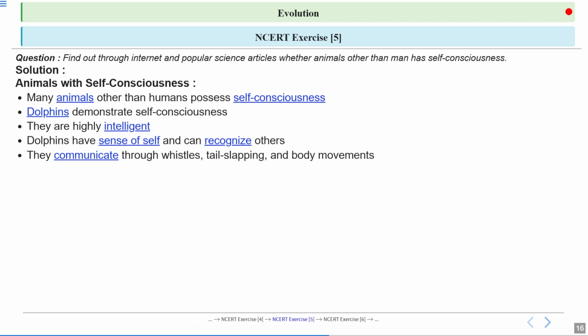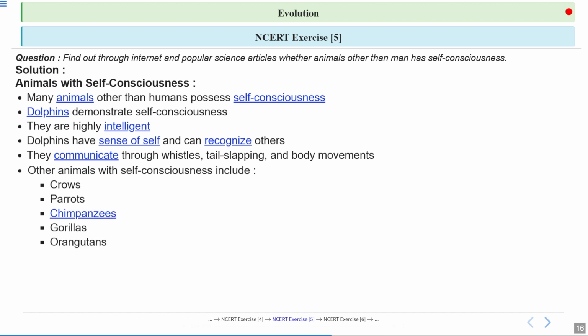Now they communicate through whistles, tail slapping and body movements as well. So you can see they are communicating also. Clear? Means they are quite intellectual. Other animals with self-consciousness include crows, parrots, chimpanzees, gorillas, and orangutans as well.